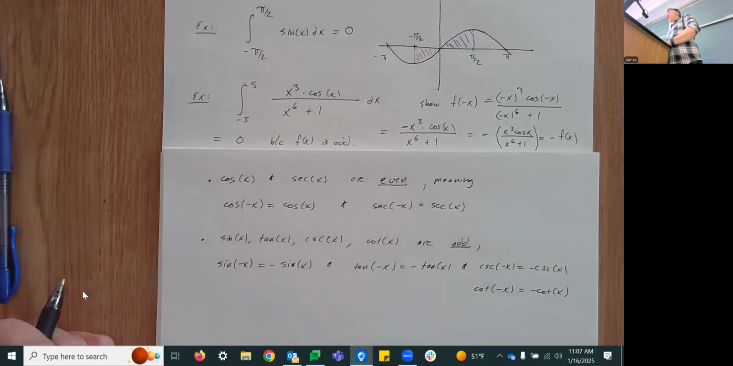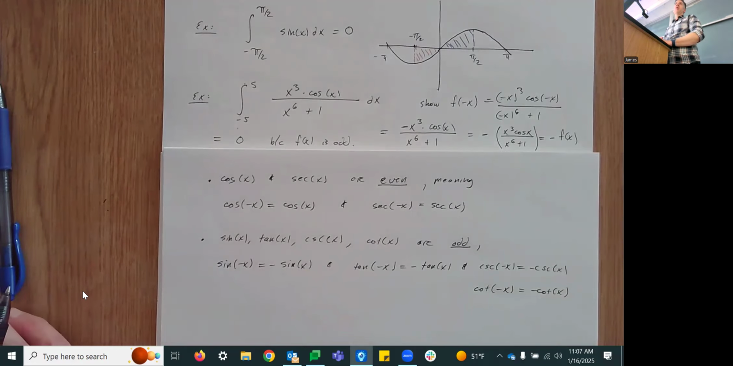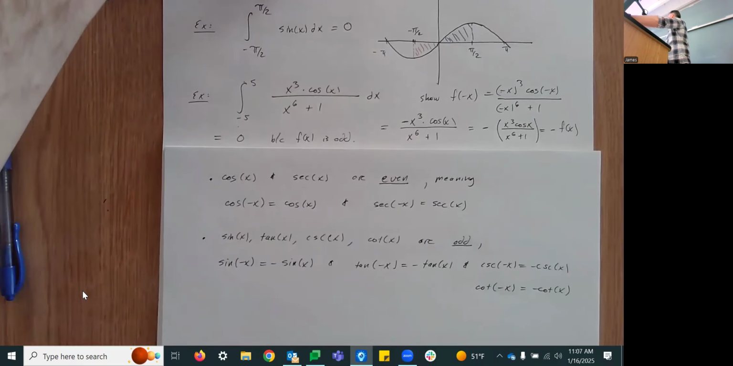You don't have to prove those, is what I'm trying to say. You just get to say those are odd or even at your leisure. They're not that great to prove, actually. Proving sine and cosine require the use of the angle sum formulas. They're not terrible, but you have to know the formulas to make it work.